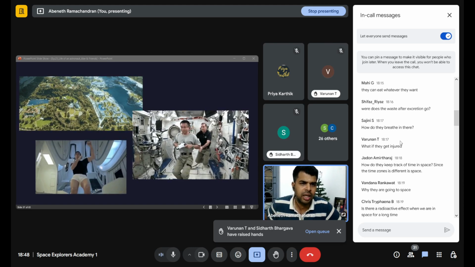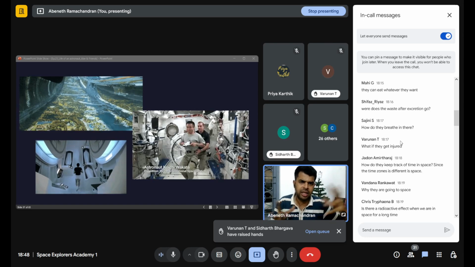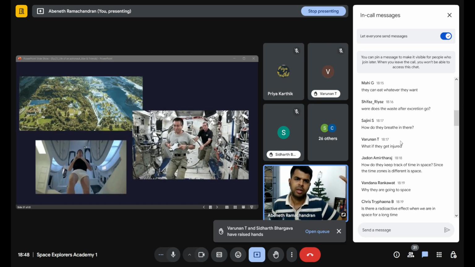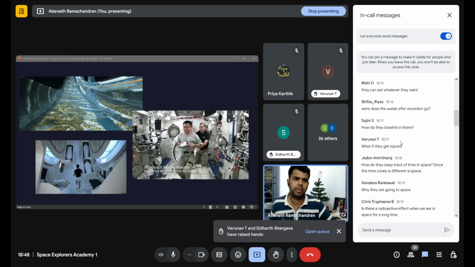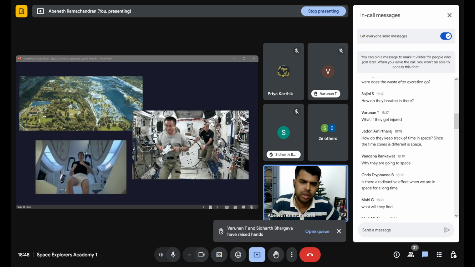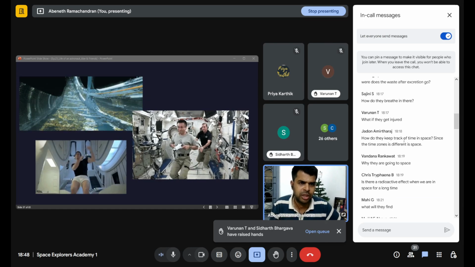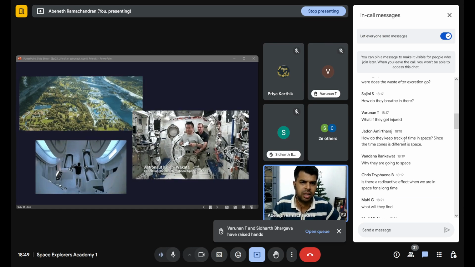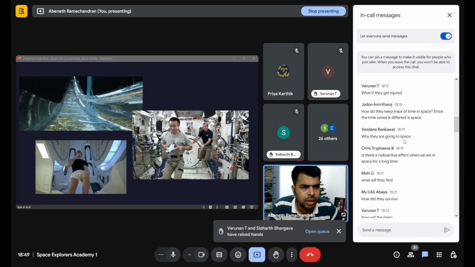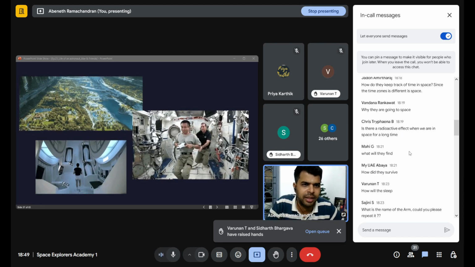How do they breathe in there? They have an air conditioning system which pumps oxygen and nitrogen so that they can have a normal breathing space. How do they keep track of time? They have 16 different time zones to match, and each one of them has to track their time zone. Why are they going to space? They are going to find a way of living on a different planet.